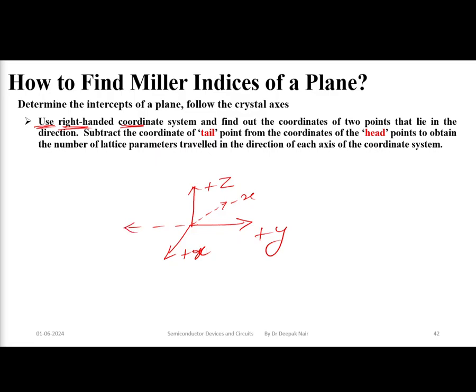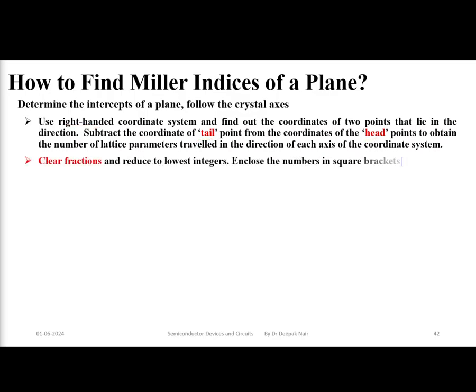Opposite to plus y is your minus y, and going downward, you will get minus z. So always use the right-handed coordinate system. Second, subtract the coordinate of the tail from the head. Let us try to understand what this line means. Second, clear all the fractions and reduce the Miller indices to the lowest integers possible.